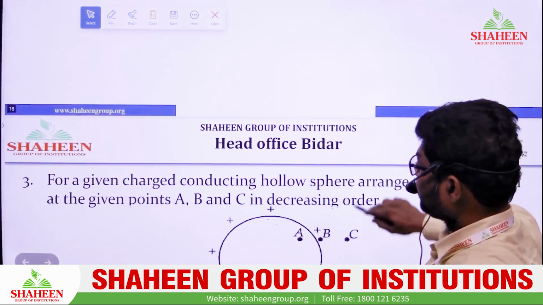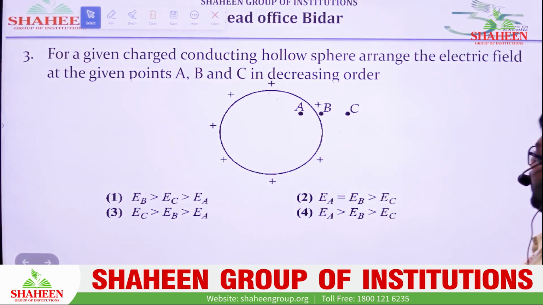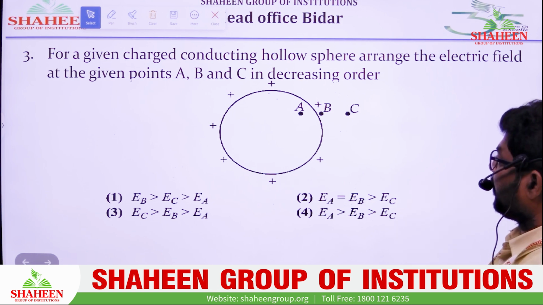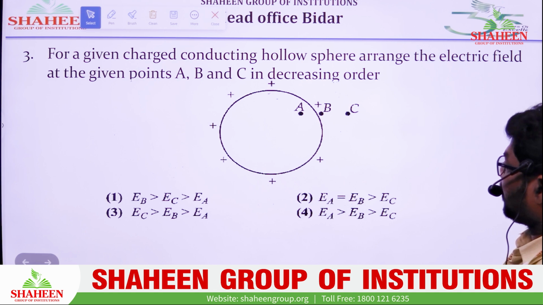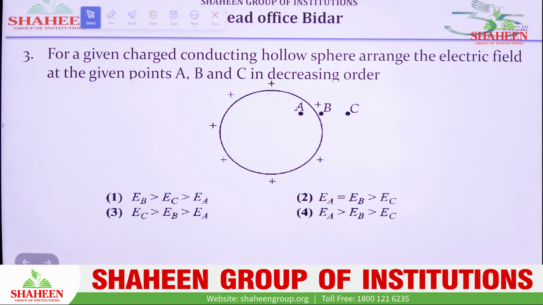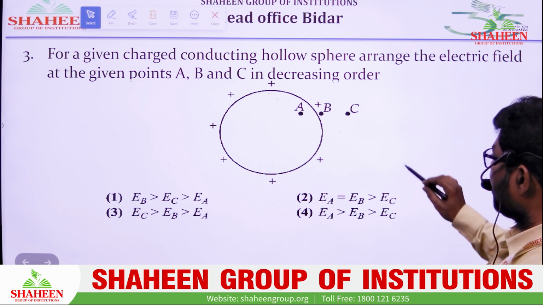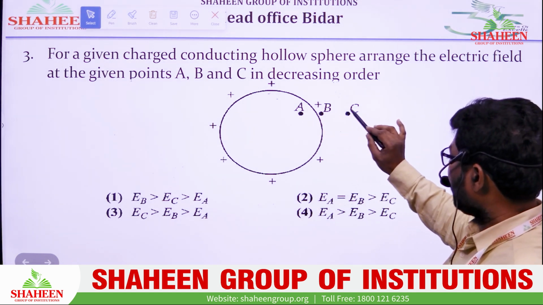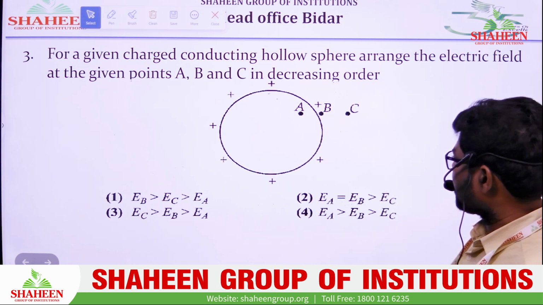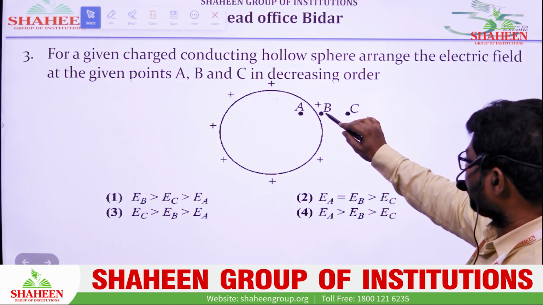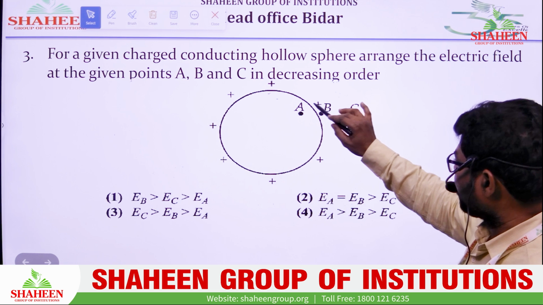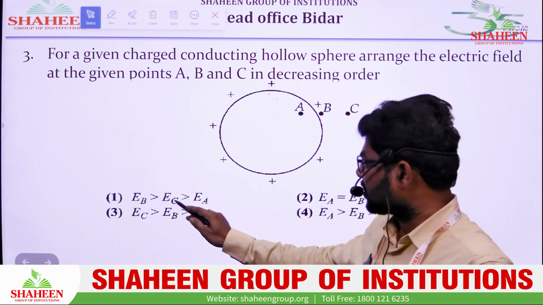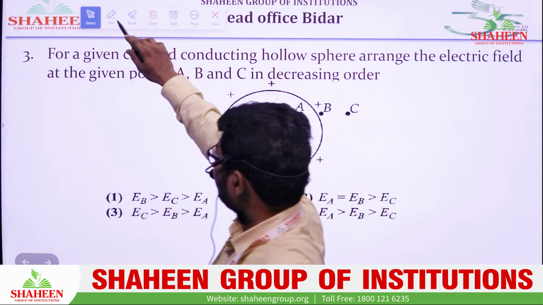For a given charged conducting hollow sphere, arrange the electric field at the given points A, B and C in decreasing order. Electric field, as we just discussed, is 0 inside, less outside, and maximum on the surface. So B is more than C, C is more than A. You have only one option.